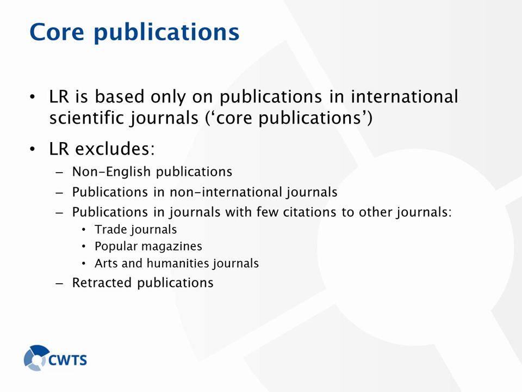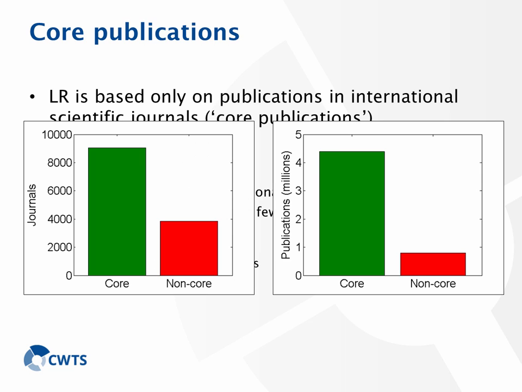The reason for excluding non-core publications from the Leiden Ranking is not that these publications should be regarded as unimportant. Instead, the reason is that in order to make proper comparisons between universities from different countries and universities with different scientific profiles, one needs to focus on a more or less homogeneous set of publications suitable for citation analysis. By excluding national journals, trade journals and many arts and humanities journals, such a set of publications is obtained.